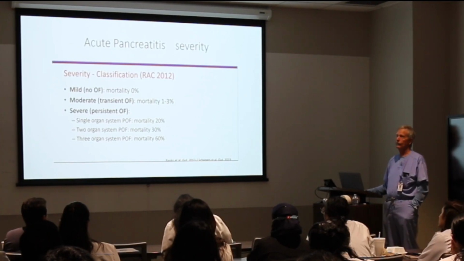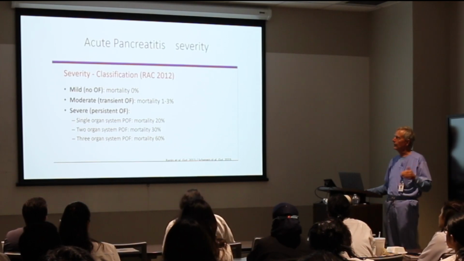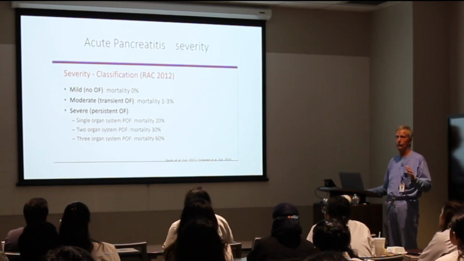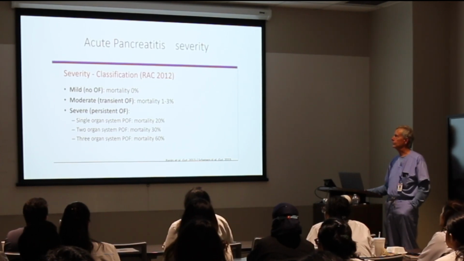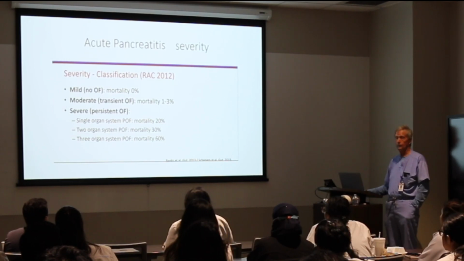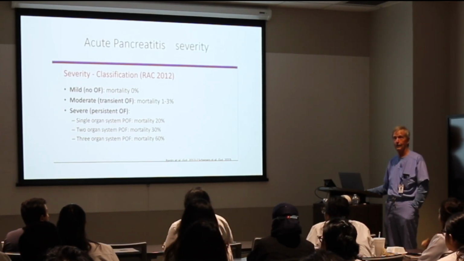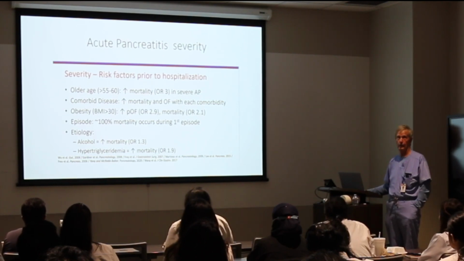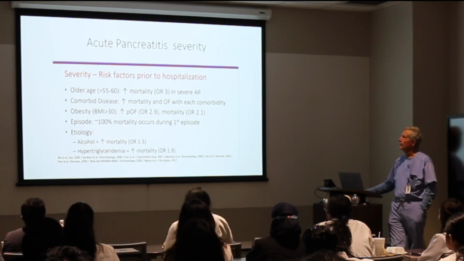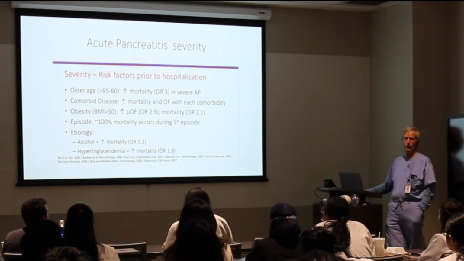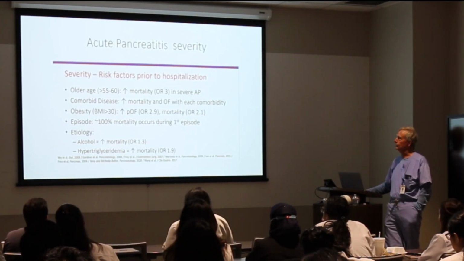All right, about the severity of the disease and the mortality. OF is organ failure. If you don't have any organ failure, they all survive. Moderate disease with a transient organ failure, the mortality is still very low. And persistent organ failure, if you have 3 organ failures, the mortality is 60%. It's big. You're in the big league with that. Okay? So the risk factors for severe disease and poor outcome.